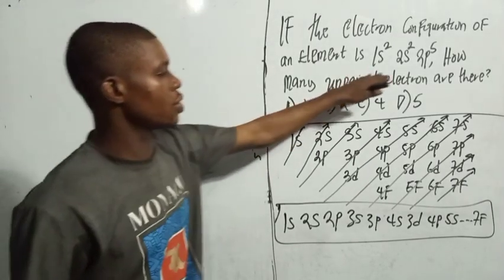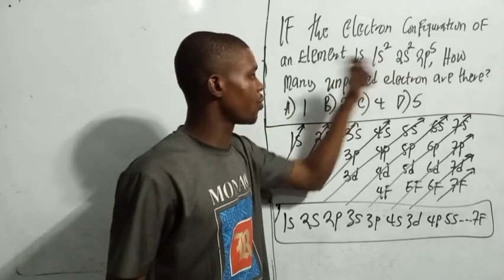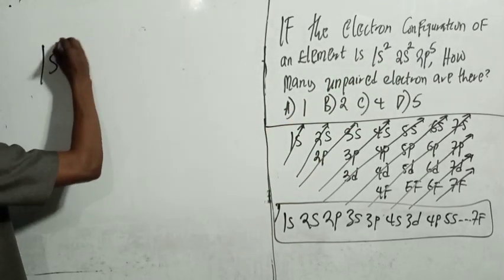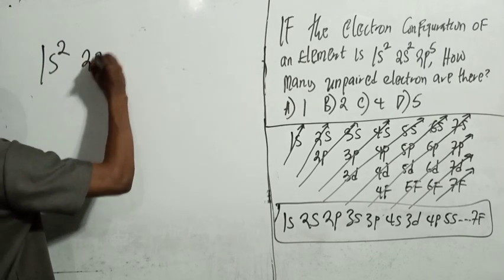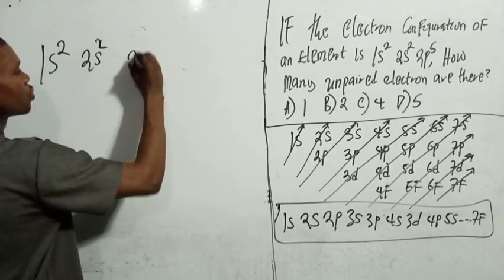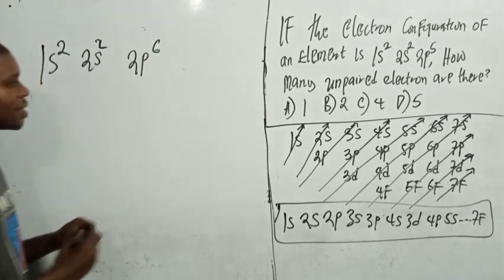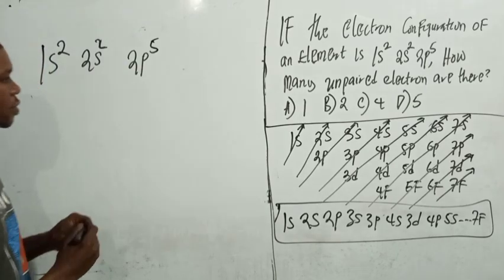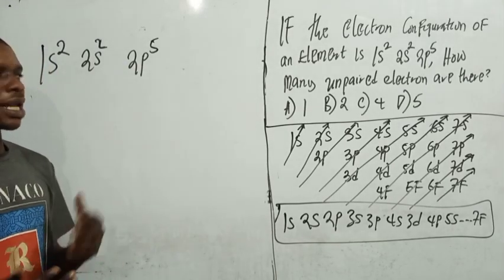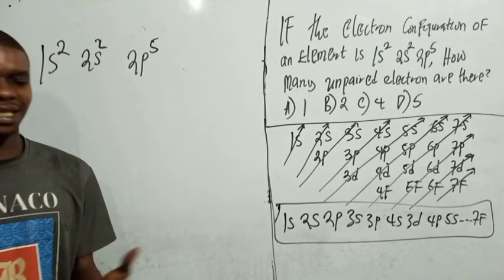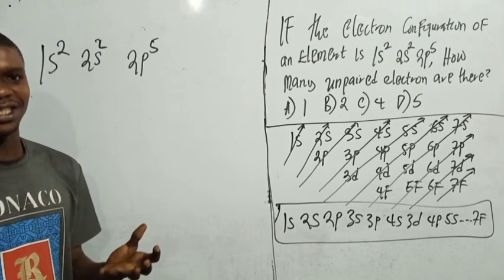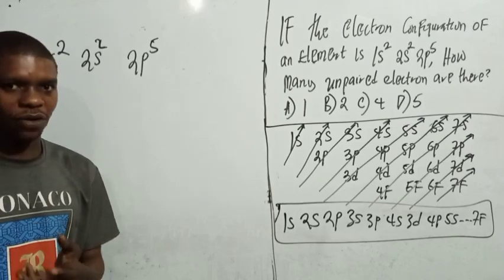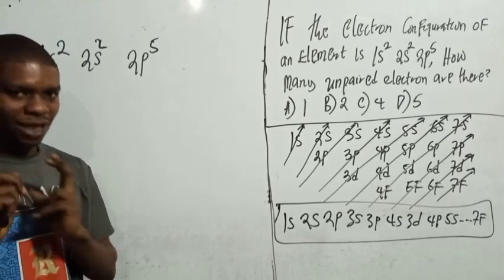Now they have given us the electronic configuration, which is 1s2, 2s2, 2p5. Do you get that? So before we answer that question, let's get the block, the group, and the period of the element. So let's do that.